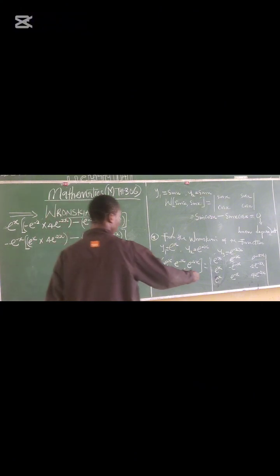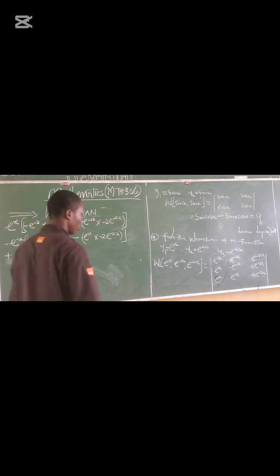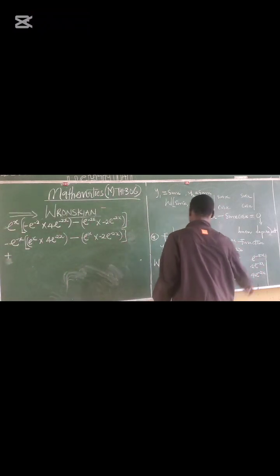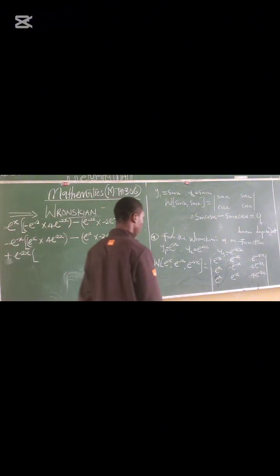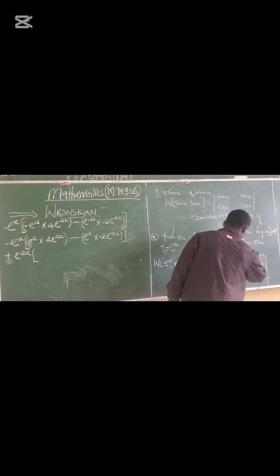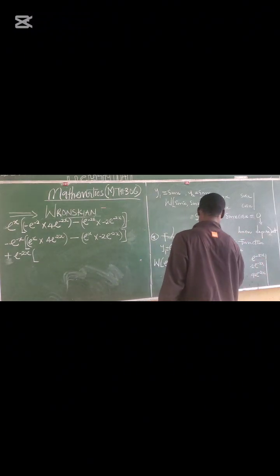Then the next one becomes a plus. So this is a plus exponential minus 2x, multiplied by this part, and this part will go. So I'm left with this and this. So this is this times this minus this times this.